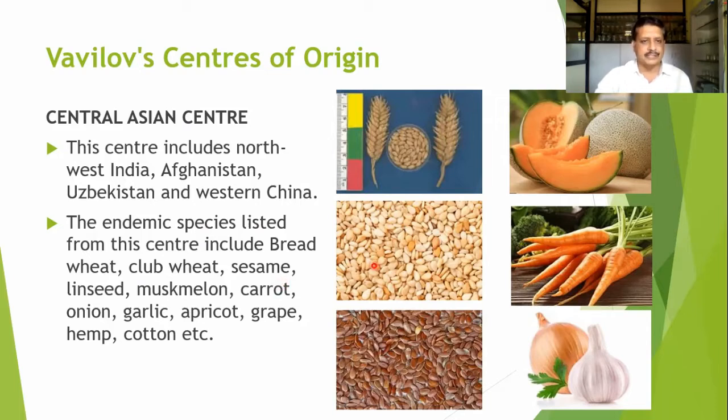Here you can find the sesame example. Then linseed, जवस. Here muskmelon, ज्याला आपण खरबुजा म्हटलेला आहे. Carrot, onion, garlic, apricot, grapes, hemp, cottons. So these are the plants which are having the origin at the Central Asian center of the origin.